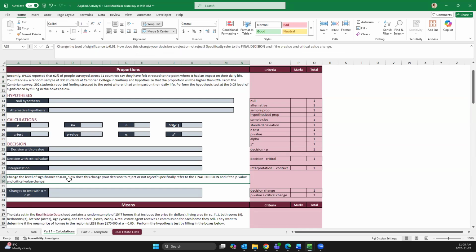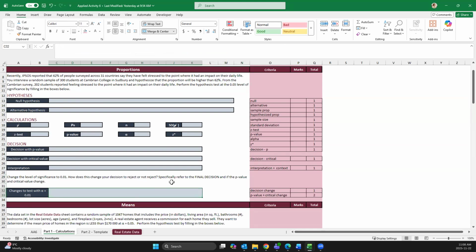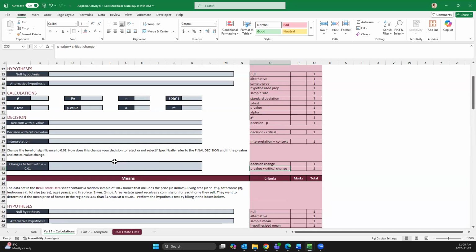Then I want you to change the significance level of the test to only 1% instead of 5% and explain if that changes your decision to reject or not. Make sure in this box you specifically talk about if your final decision changed and if the p-value and the critical value changed. You have to mention all three of those things, a decision change, a p-value, and a critical value change, and if they changed or not, in order to get full marks for this part of the question.